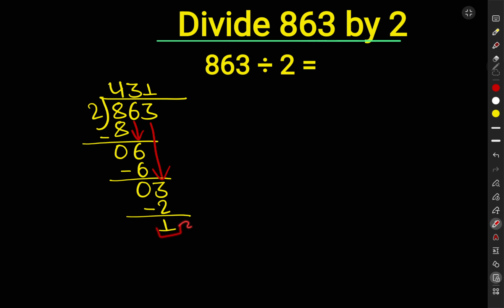So now this 1 is less than 2 and there is no other number to put it down. So we take here decimal, so that we put 0. So now it is 10 and 2 times 5 is 10. On subtracting we get 0. So 863 divided by 2 is 431 decimal 5.